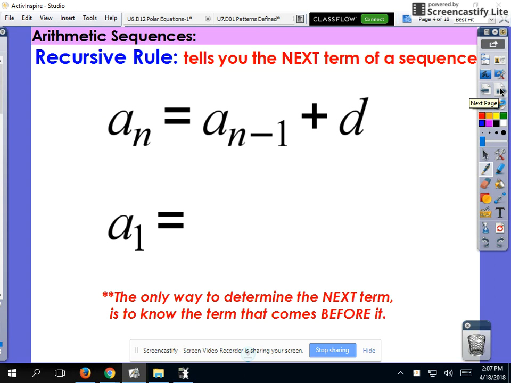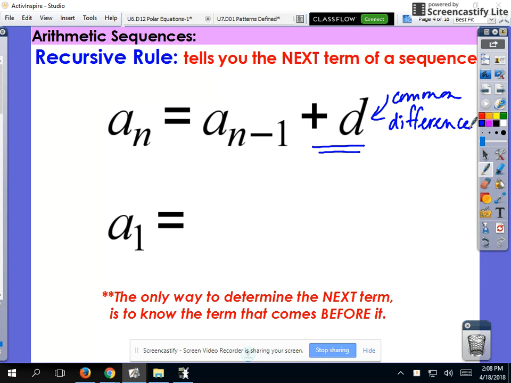Now, there are 2 ways to write arithmetic sequences. One is recursive rule. Everybody say recursive. Good work. It tells you the next term of a sequence, so it basically builds on itself. You need to be given the first term, because you can't tell me the next term until you know what the first term is. And then you're just going to add d, which is known as your common difference. We use common difference because difference starts with a d, I guess.